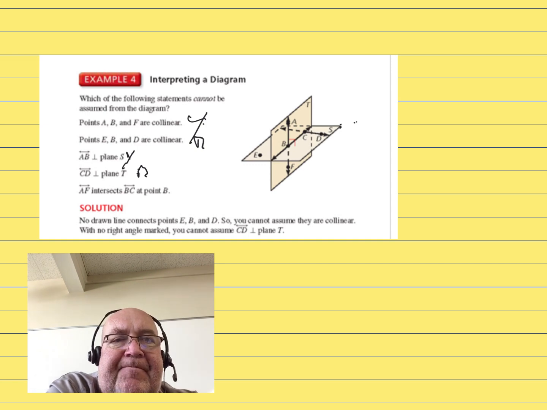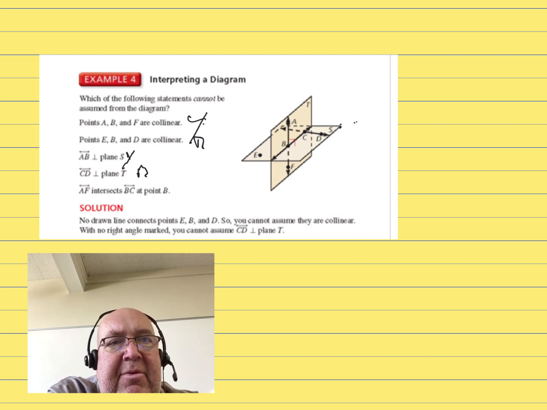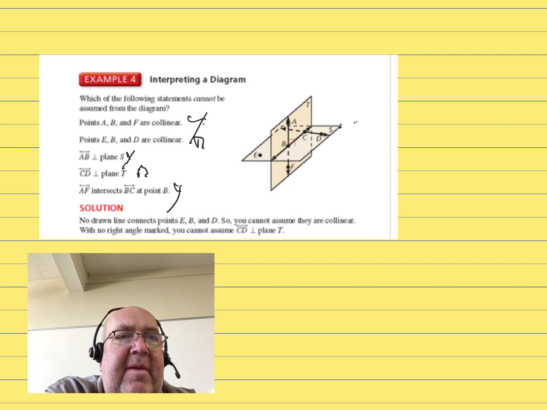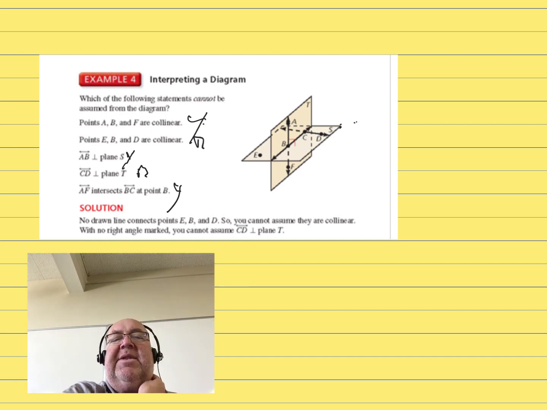Finally, does the line AF intersect the line BC at point B? So AF, the vertical line, line BC, the horizontal line where the planes intersect, and that is only 1 point, so yes, we can say that because that's the point intersection postulate.